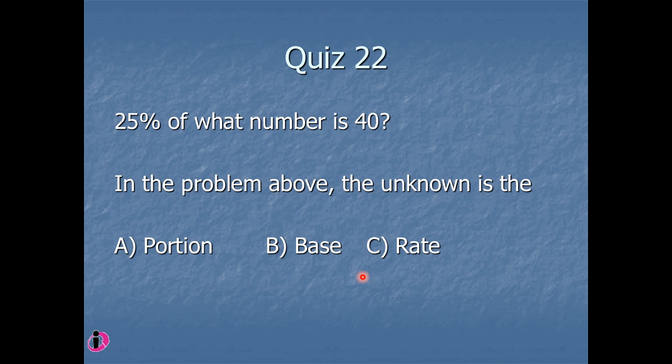Let's look at another problem here. 25% of what number is 40? Now, in this problem, what is unknown? Of course, the base, because as you can see, the rate is given, which is 25%. The portion is also given, which is 40. So the base is unknown, which is B. The right answer is B, right?